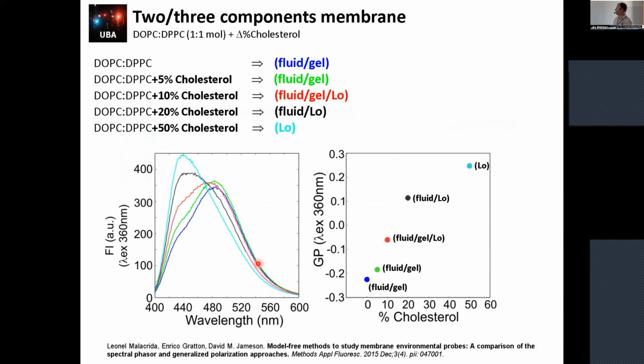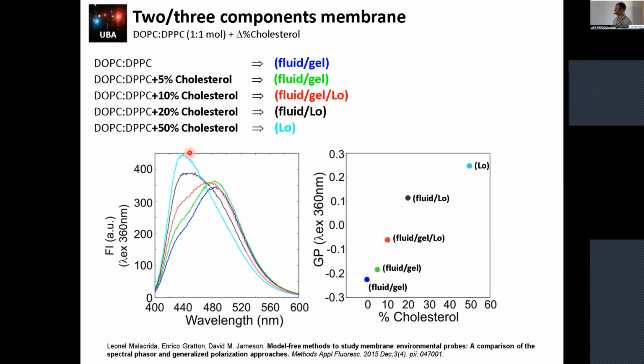The first example that I picked is a simple example in a cuvette. You have DOPC, dioleoyl phosphatidylcholine, which is fluid at the temperature of the experiment. DPPC is dipalmitoyl phosphatidylcholine, which is solid at the temperature of the experiment. If you put them together 1:1, you get a fluid-gel coexistence. And if you increase the concentration of cholesterol, it will change from fluid-gel, to liquid ordered and fluid, to liquid ordered and fluid, and finally liquid ordered.